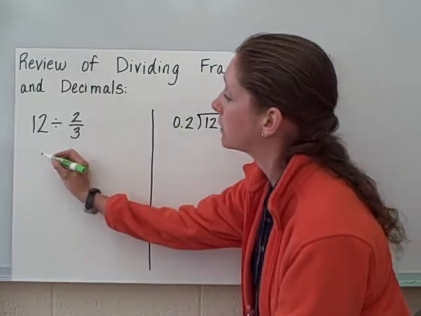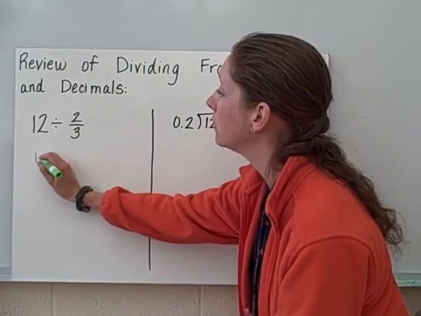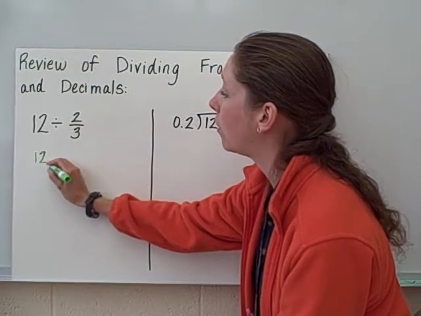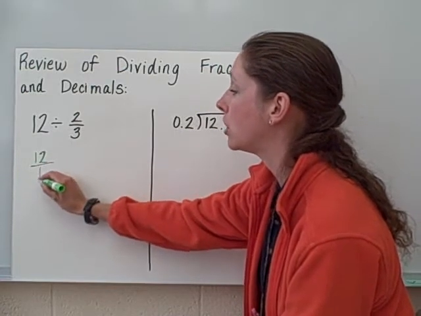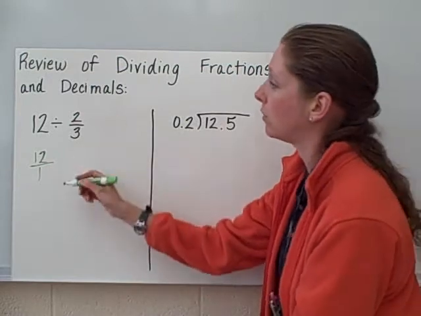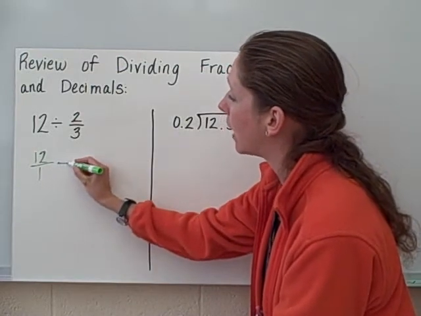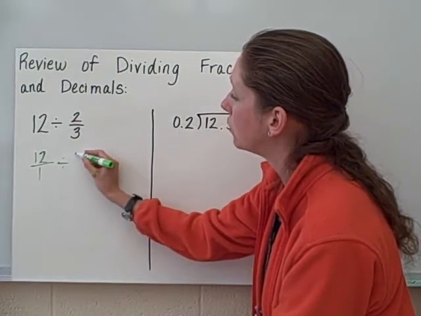So this 12 is going to become 12 over 1. Remember that putting a 1 underneath doesn't change anything. Okay, so 12 over 1. Let's bring down our divided by 2/3.